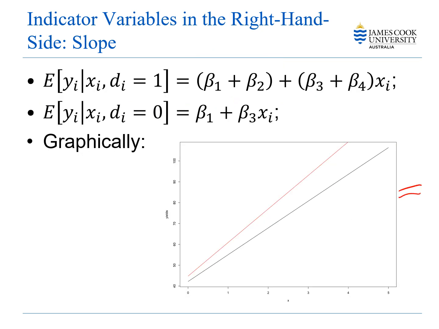Graphically, it is like this. We are allowing a difference in both the intercept and the slope. The red line is for DI equal to 1, the black line is for DI equal to 0, and we can draw a parallel line. Let's say this is parallel with this, and let's choose XI to be 3.